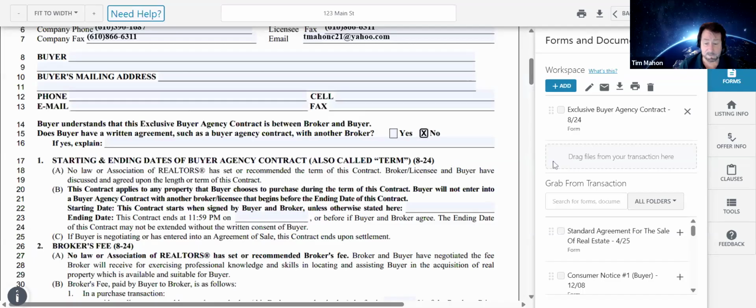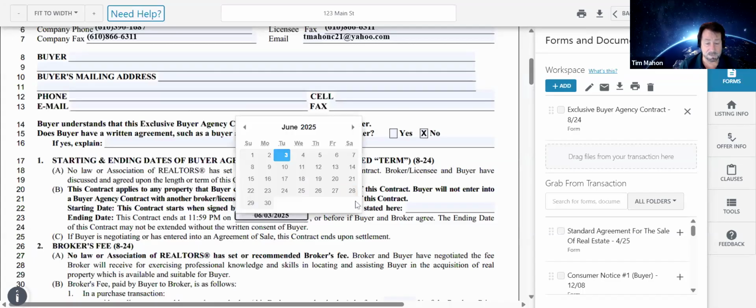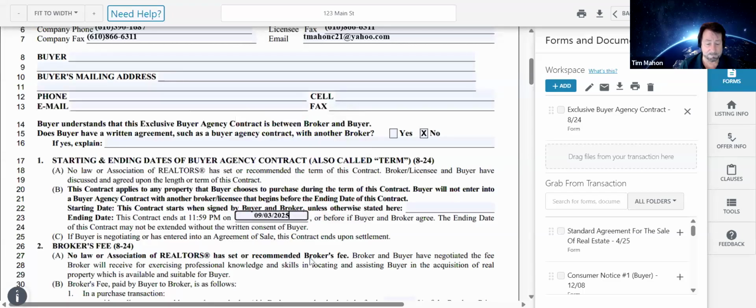Okay, the ending date of the contract. No law or association sets a time. You can put in a time here that this ends, and I usually say, well, use at least 3 months. So today's the 3rd of June. I'd go July, August, September, and I just simply put that date in.